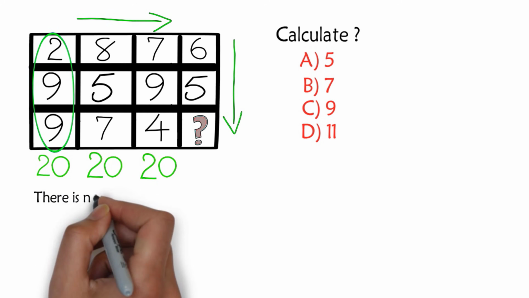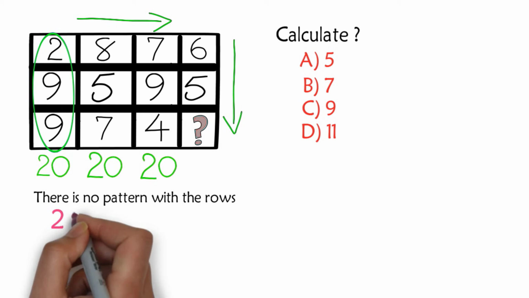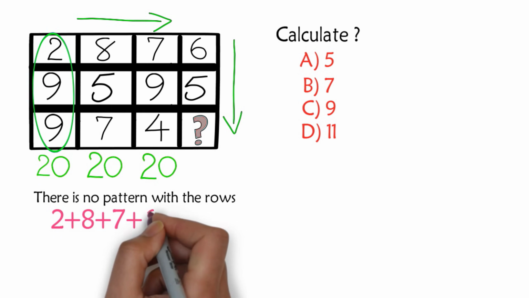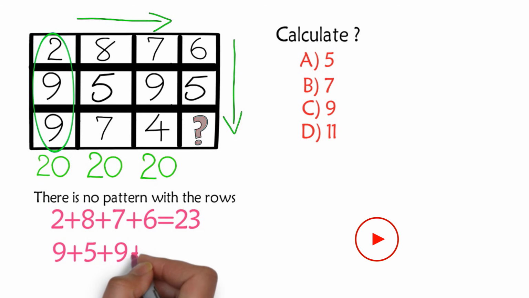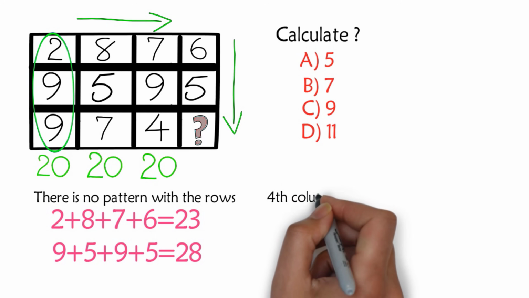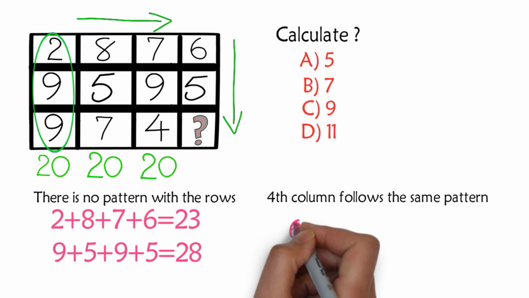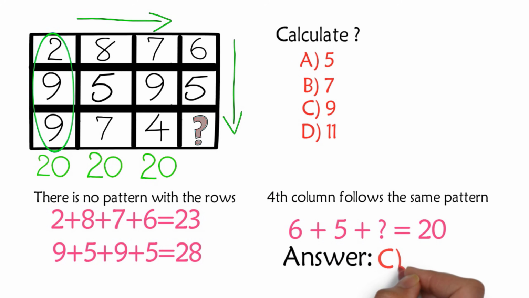We also want to check if there is a pattern with the rows. And there is no pattern, because the first row adds up to 23. 2 plus 8 plus 7 plus 6 equals 23. And the second row adds up to 28. 9 plus 5 plus 9 plus 5 equals 28. So there's no pattern. Based on this information, you can calculate the missing value in the fourth column. 6 plus 5 plus question mark equals 20. So the answer is C, 9. This is the missing value. Hopefully you figured it out and now know how to answer similar problems on the test.